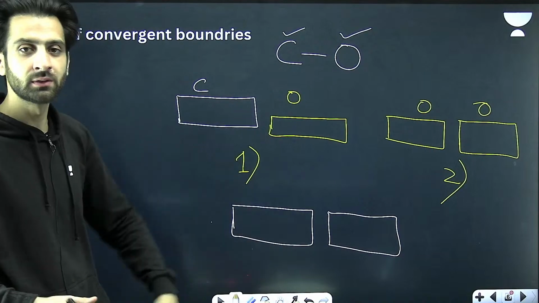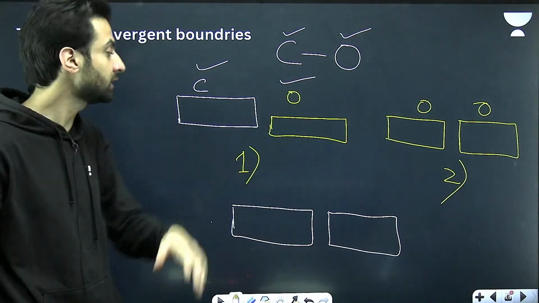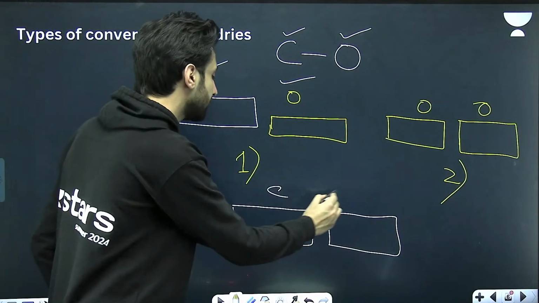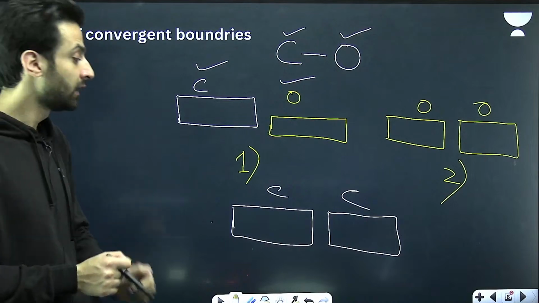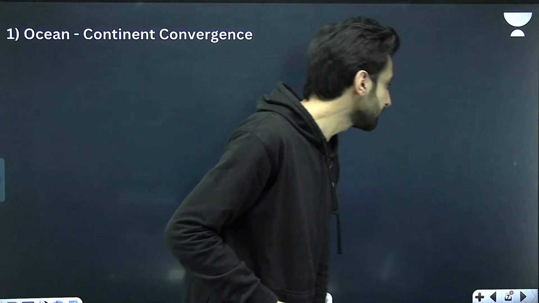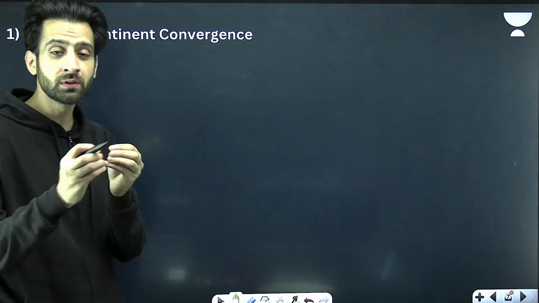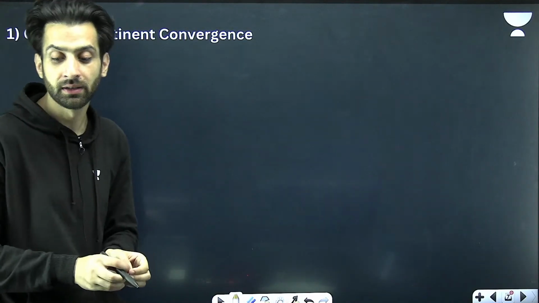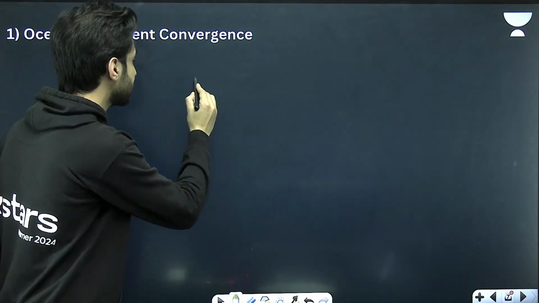First one, second one, and third one. Continent and ocean, this is very important. Continent and ocean, ocean and ocean, and continent and continent. These are the three types of converging plates that are there. We'll take each and every case individually so that you understand each case, starting with the convergence of ocean and the continent.